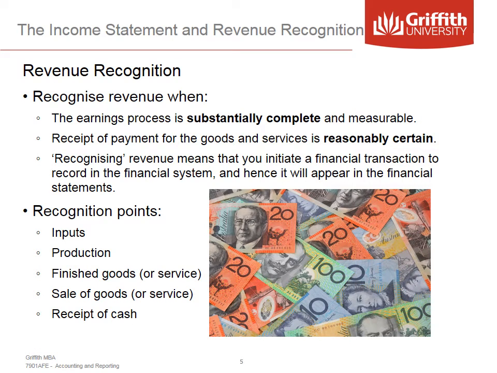The point where we recognise revenue, and therefore include it in the income statement, has got a number of challenges for us. In general terms, we can say that the earnings process being substantially complete and measurable is the logical point to do that. However, there are circumstances when we look at that and we think it's not so obvious, or sometimes it can be actually quite ambiguous.